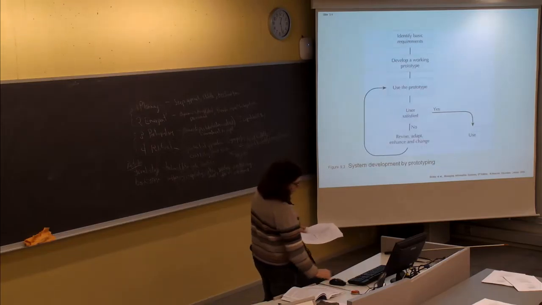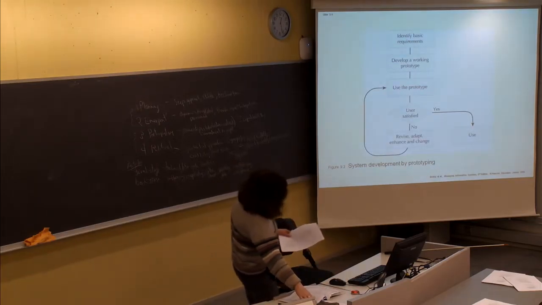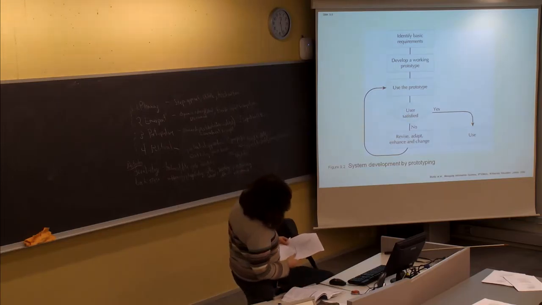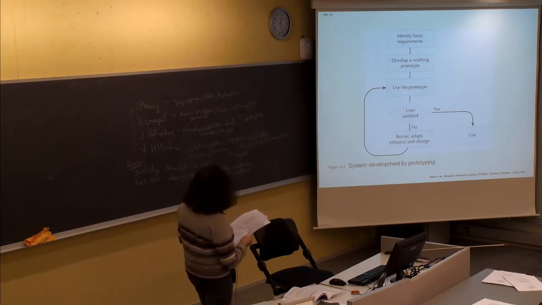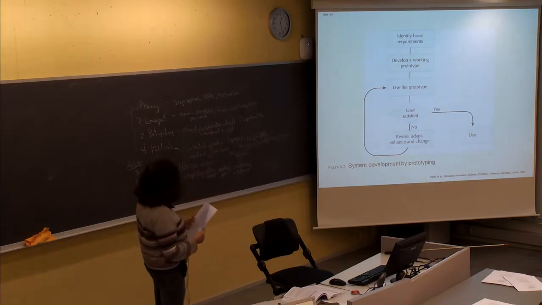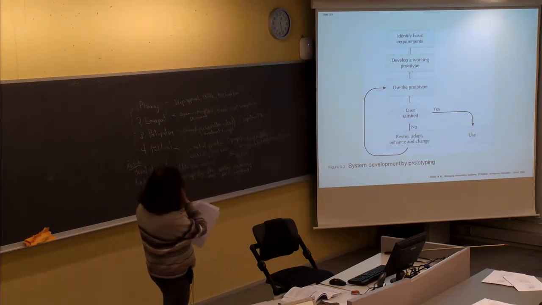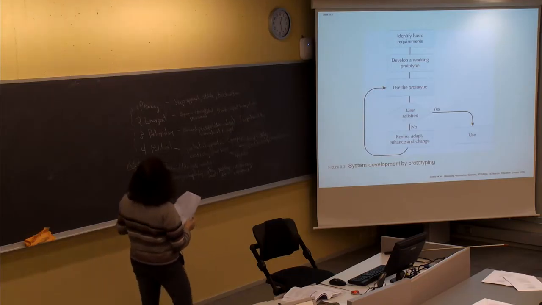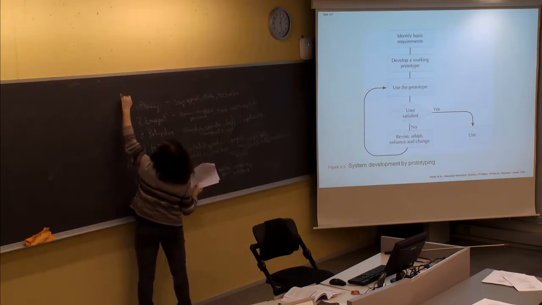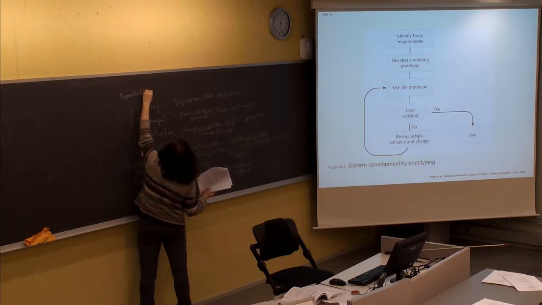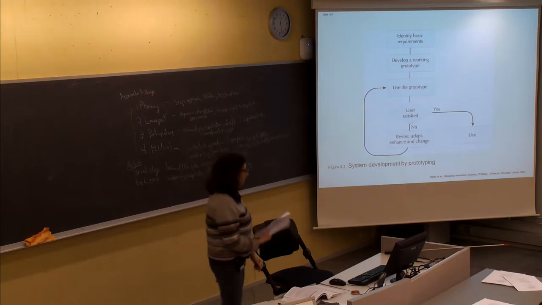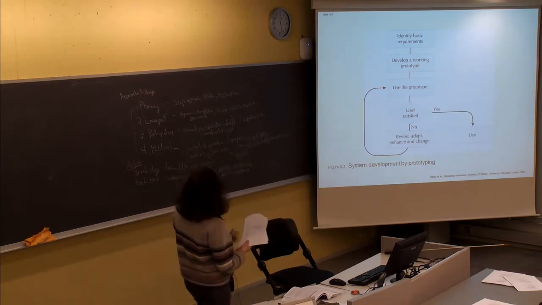And then figure 19, which is from page 344, is a picture of a systems development by prototyping. And this is often the type we use with emergent type system development. And I'll point to the text so we can talk about the text.